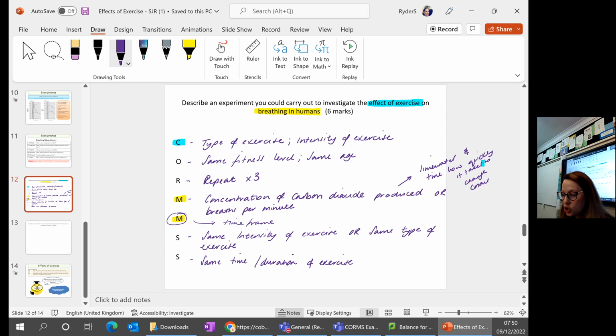There will be a range of answers on a mark scheme for a CORMS question. So for example, when I'm marking this, I've just made up this question so I can make up my own mark scheme.